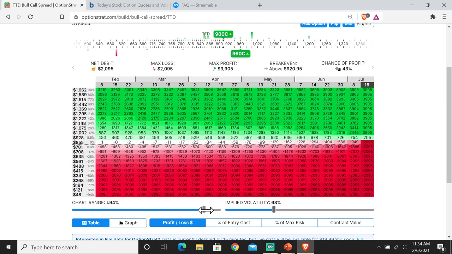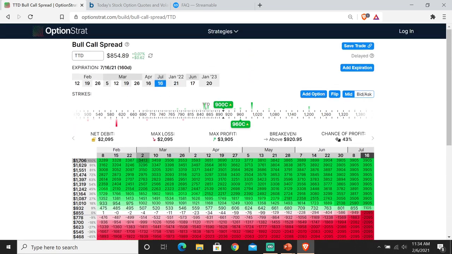And there's a max profit at some point, 3,905. And that's capped because of your spread width, right? So with a 960 to 900C, this is a bull call spread. The max value of the contract, this contract play, is going to be $60 or $6,000. So that's what you see here. Your net debit was $2,095 because that's how much you paid for this play.